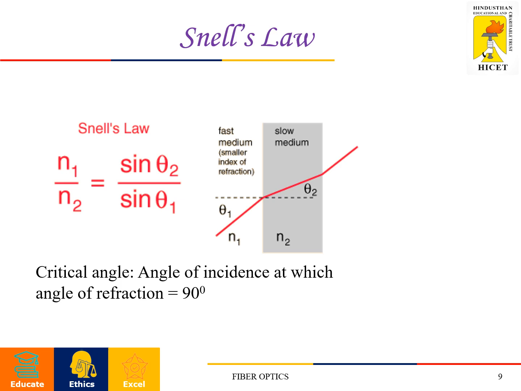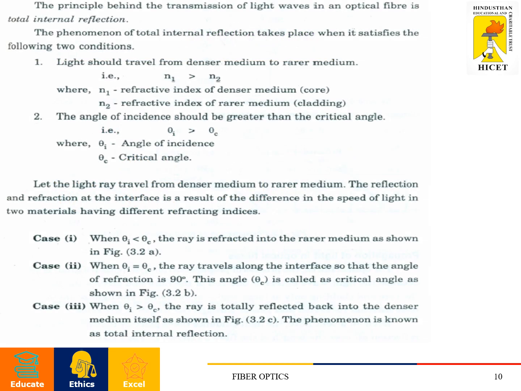Snell's law: n1/n2 = sin θ2/sin θ1. n1 is the refractive index of one medium and n2 is the refractive index of the other medium. The critical angle is the angle of incidence at which the angle of refraction equals 90°. The principle behind the transmission of light waves in an optical fiber is called total internal reflection.